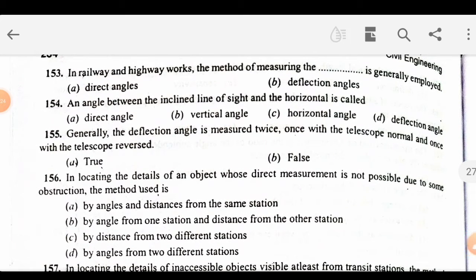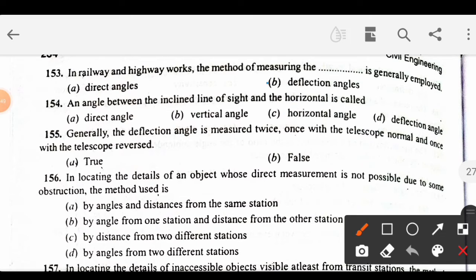153 नंबर क्वेश्चन, in railway and highway works the method of measuring the deflection angles is generally employed. यहाँ पे fill in the blanks, यहाँ पे करेक्ट आंसर होगा डिफ्लेक्शन एंगल। An angle between the inclined line of sight and the horizontal is called vertical angle.